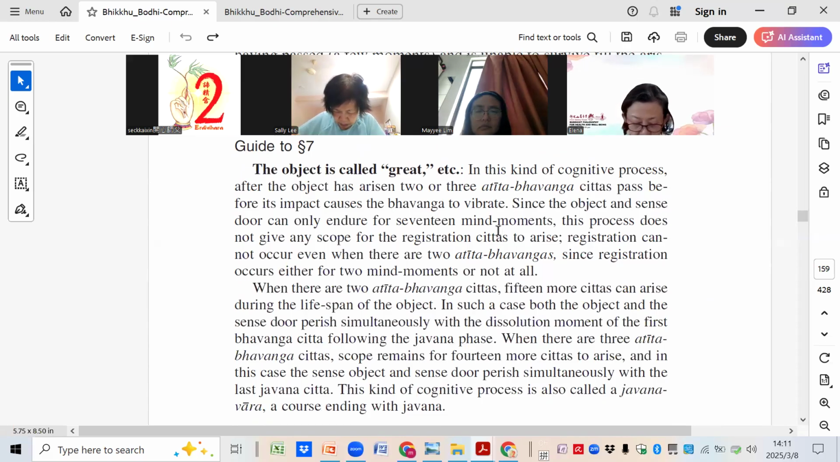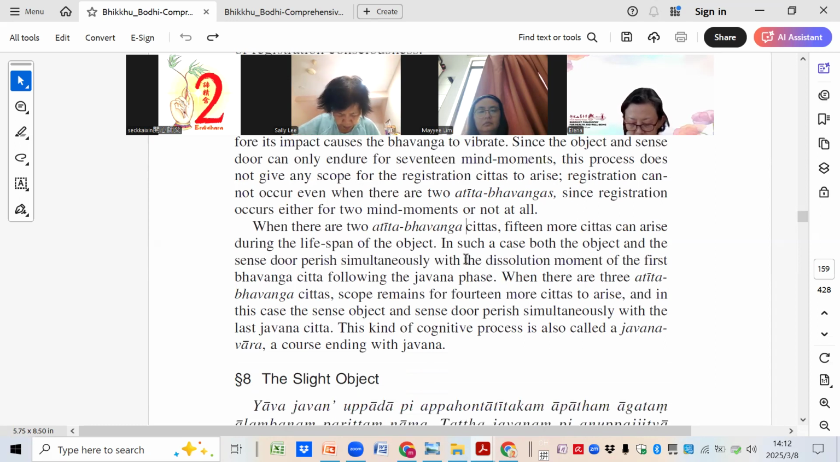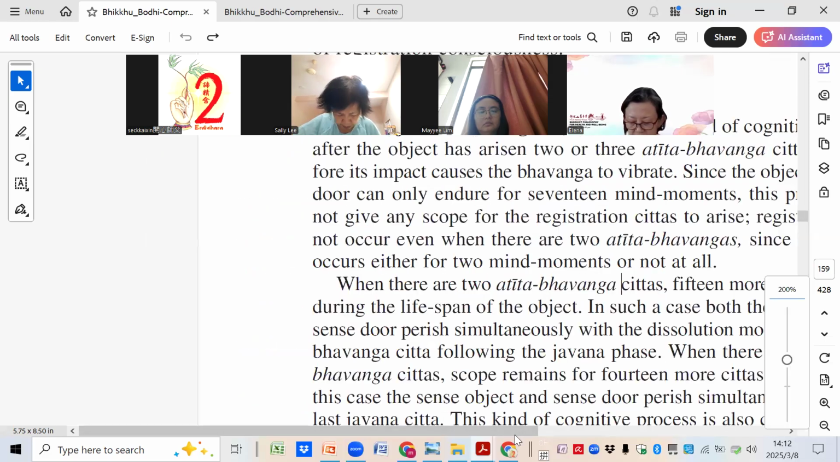In this kind of cognitive process, after the object has arisen, 2 or 3 atita bhavanga chittas pass before its impact causes the bhavanga to vibrate. Since the object and sense door can only endure for 17 mind moments, this process does not give any scope for the registration chittas to arise. Registration cannot occur even when there are 2 atita bhavangas, since registration occurs either for 2 mind moments or not at all. When there are 2 atita bhavanga chittas, 15 more chittas can arise during the lifespan of the object.